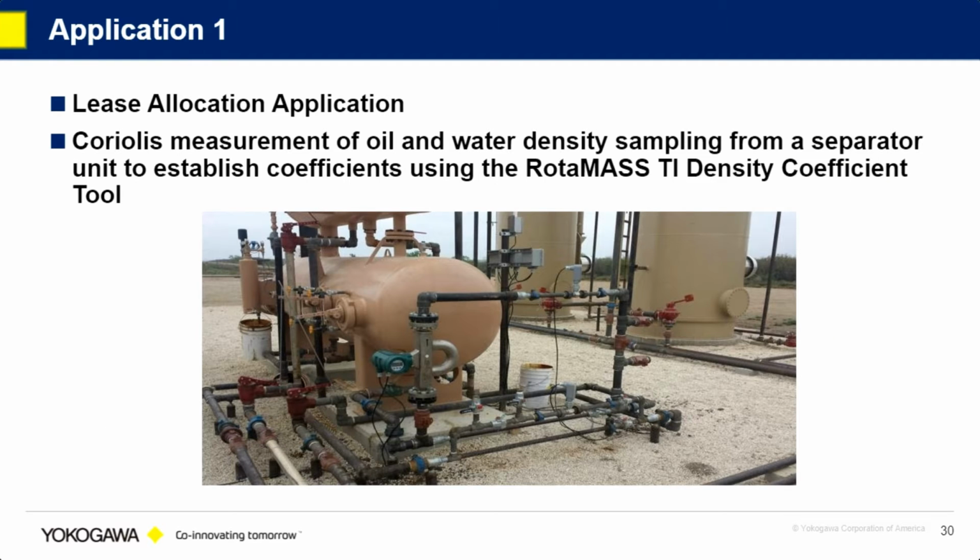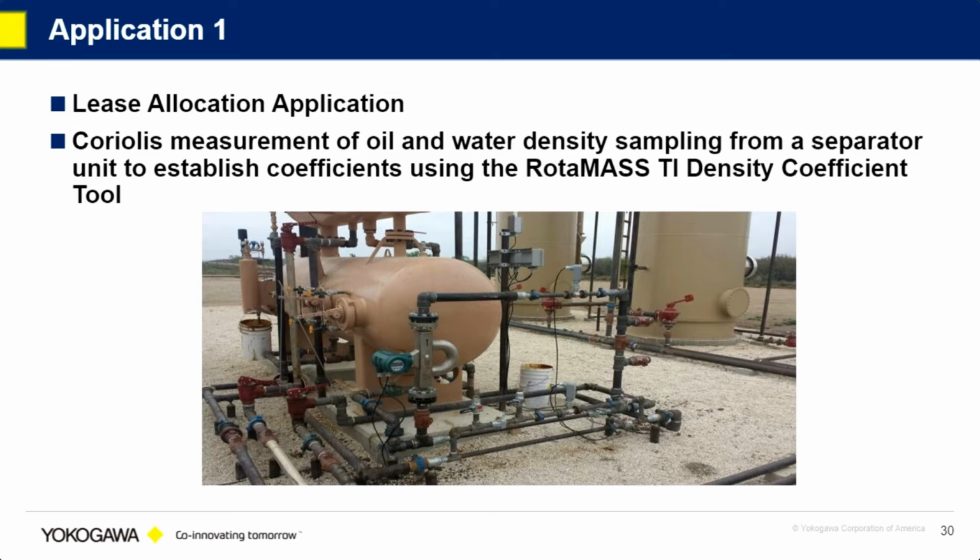So this is an application we do at a wellhead. This is what we call a lease allocation meter. You can see the Coriolis in the forefront, and then the tank behind there, that's a separator. As the process comes out of the ground, it's not just oil. You have oil, water, sand, rocks, gas, everything that's coming out of the ground goes through a separation process. And that separator at that point is separating the liquids, the oil from the water.